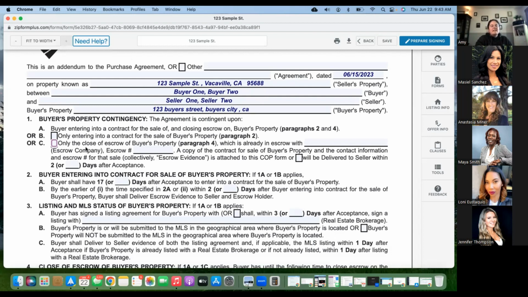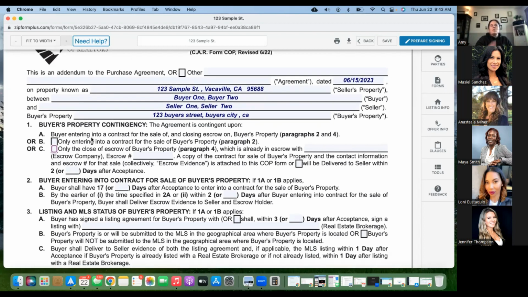Any questions about the intro or section 1, the buyer's property contingency?